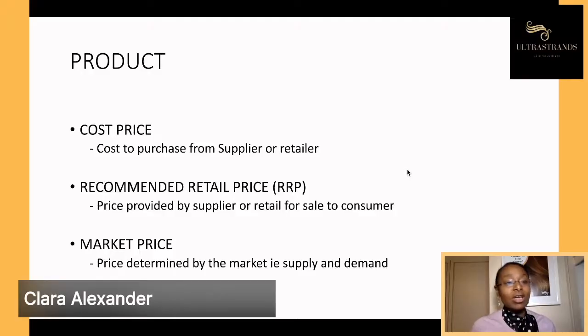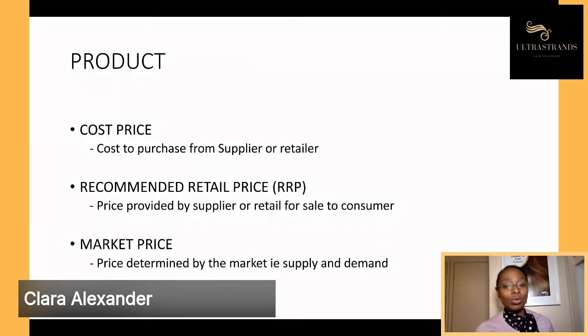So let's first of all start on the product. In relation to the product, there are three key price points that you will have. Number one is the cost price, which is the cost to purchase the item from a supplier or retailer. The difference between a supplier and a retailer is that a supplier is more than likely the manufacturer, or they're closest to the manufacturer. So that's pretty much the cheapest price point that you would get.